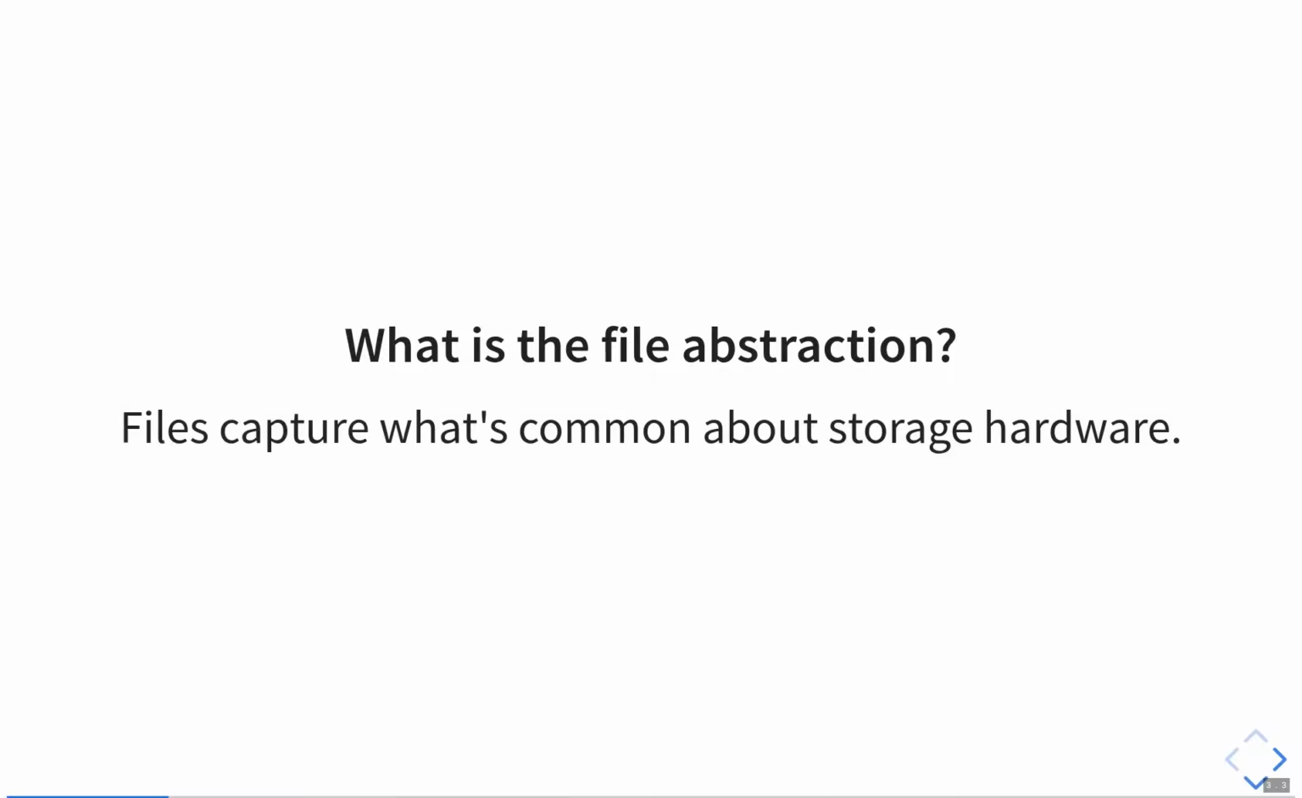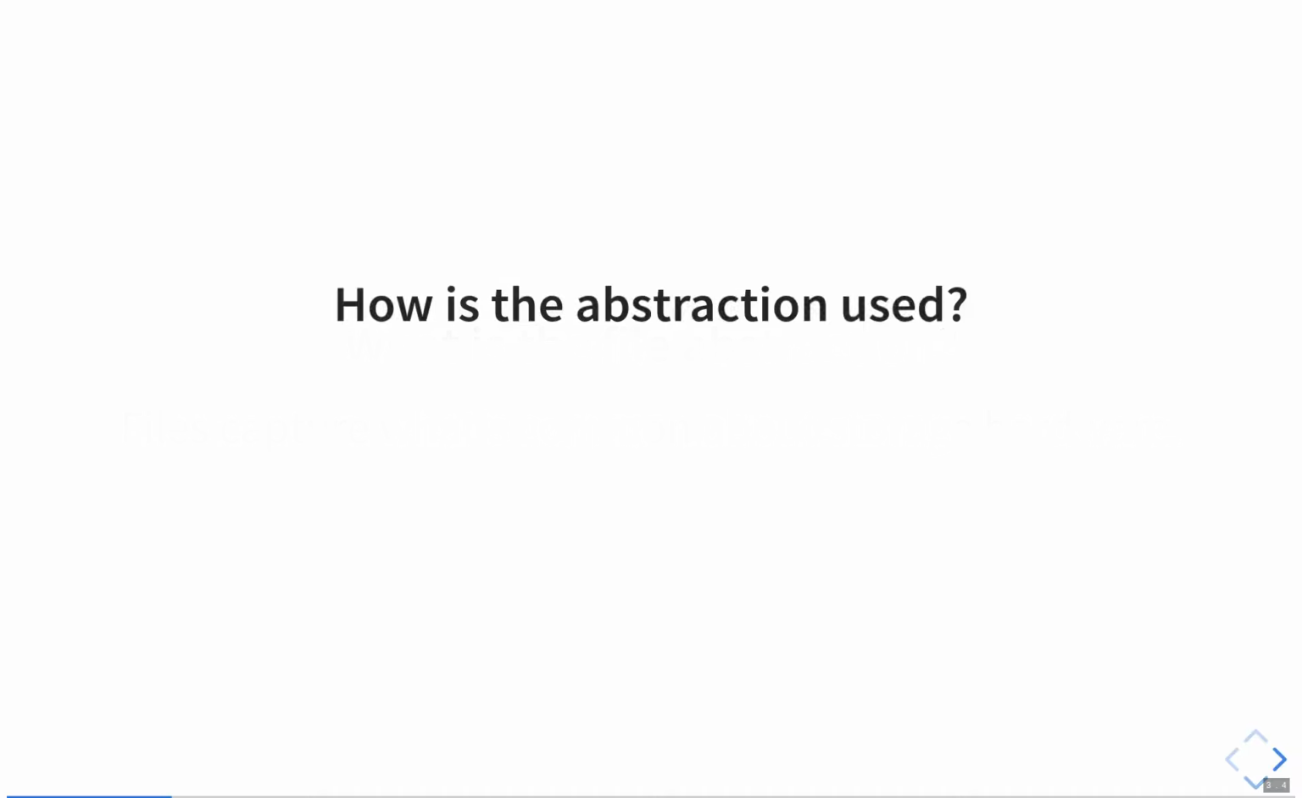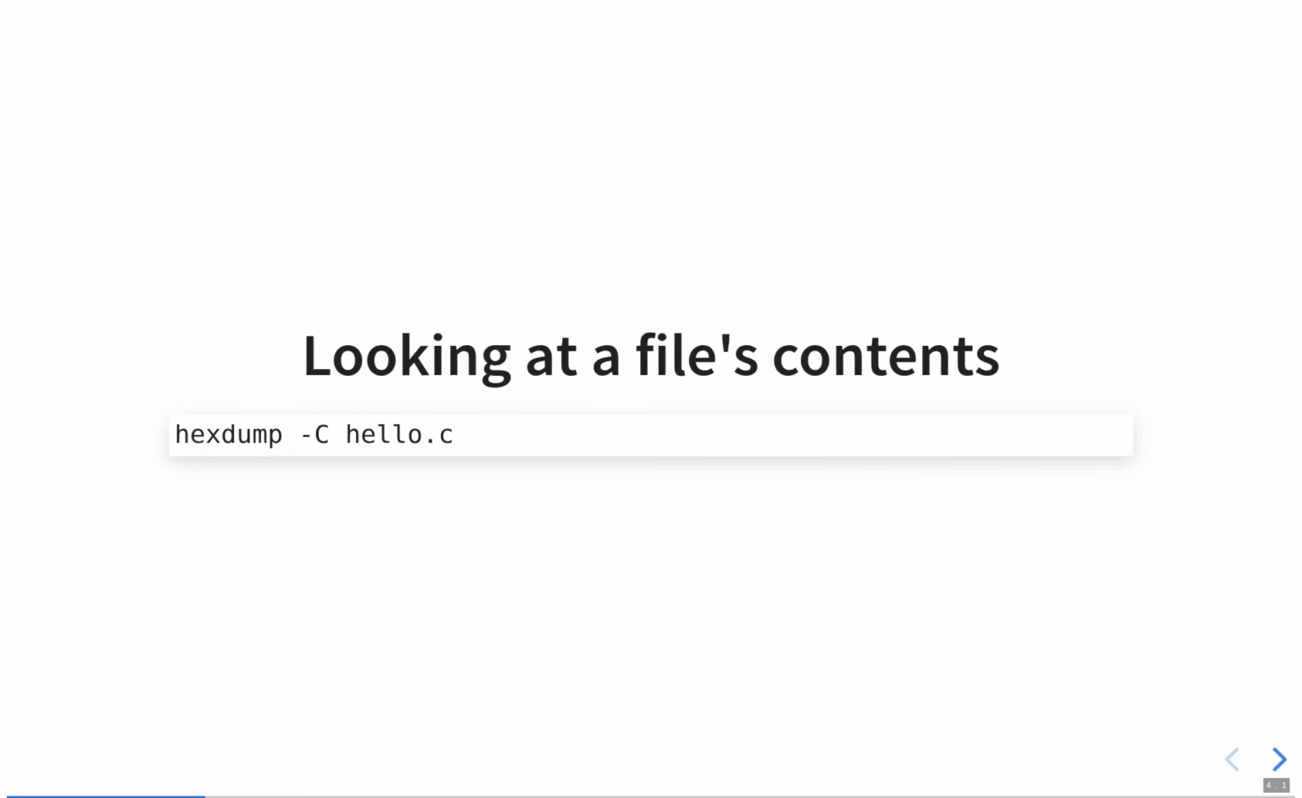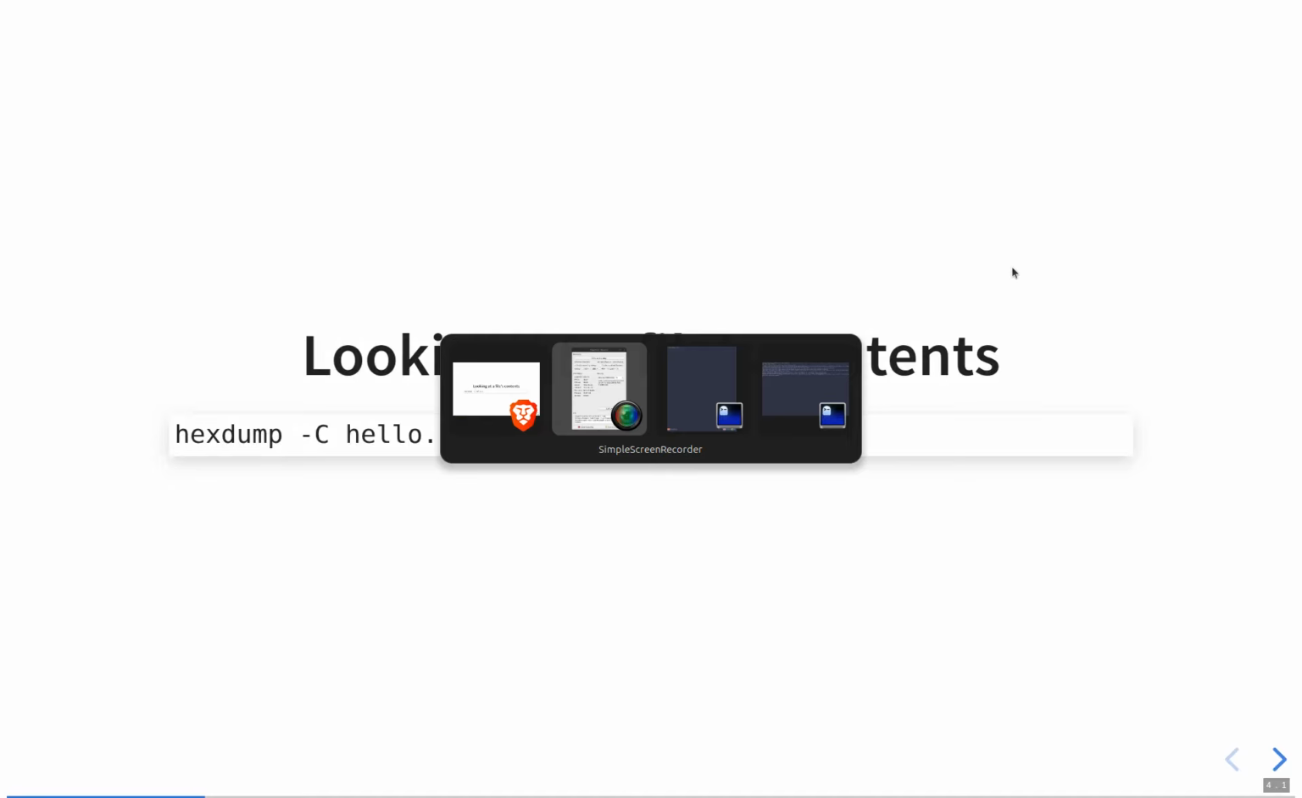Well, a file captures what's common between different storage hardware. And what different storage hardwares all have in common is that files are ways to read bytes of data and write bytes of data. They are groupings of data, really bytes of data, that we can read and write from. That is what a file is. And we can actually check the contents of a file by using the hex dump utility.